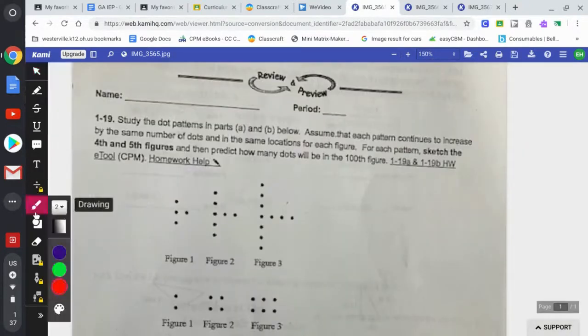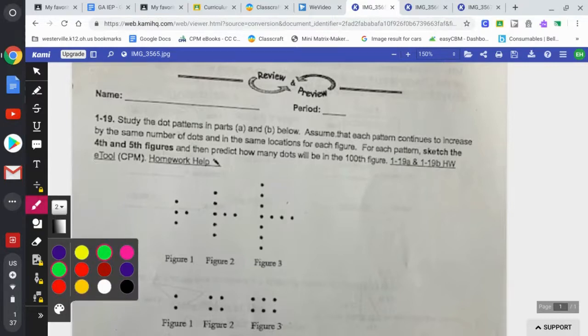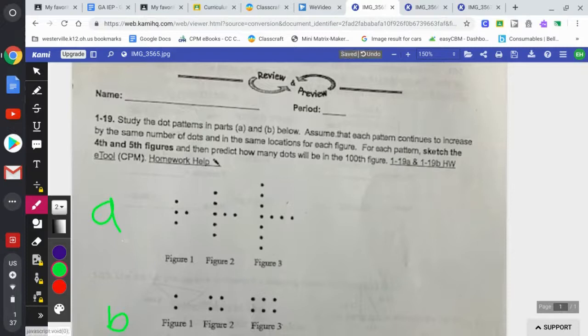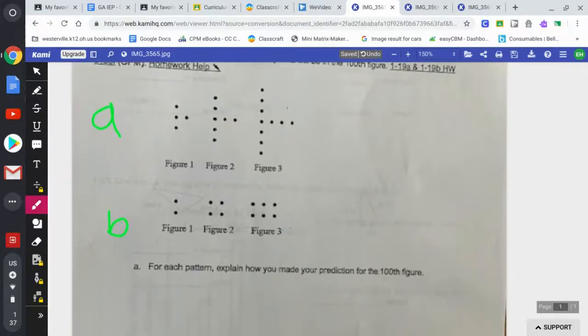So we have two patterns. We can call this A and this one B. Looking at each figure, you were supposed to create the fourth and fifth figures. I always start by writing 4 and 5 if you haven't already, so I know I have to create the next two patterns.